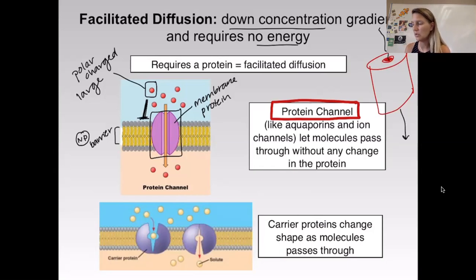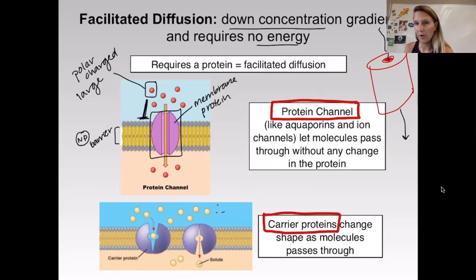And aquaporins are an example of that. The other kind of proteins you can have are carrier proteins. And carrier proteins change shape as molecules go through. So it's not just a pore. There's actually a conformational change, but again, that's not taking energy.